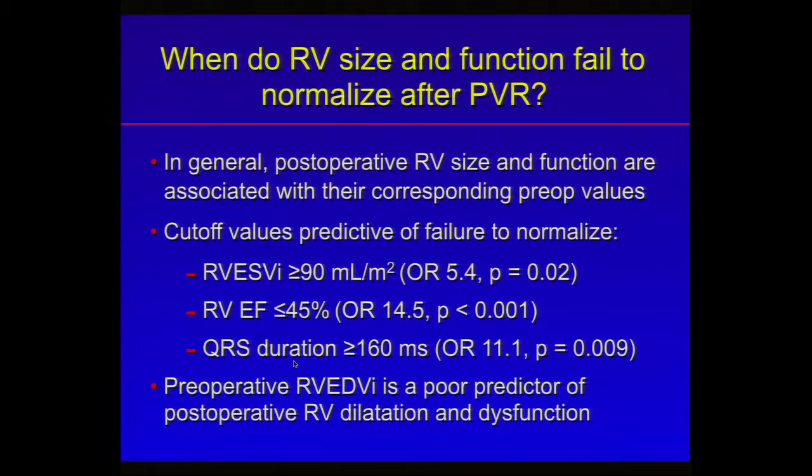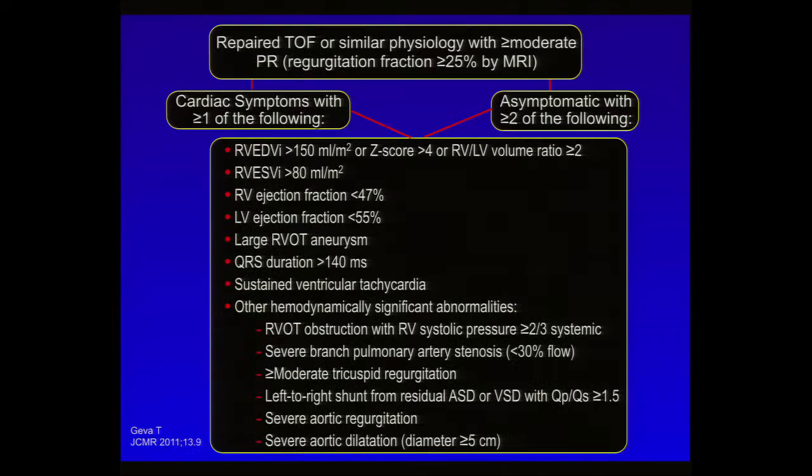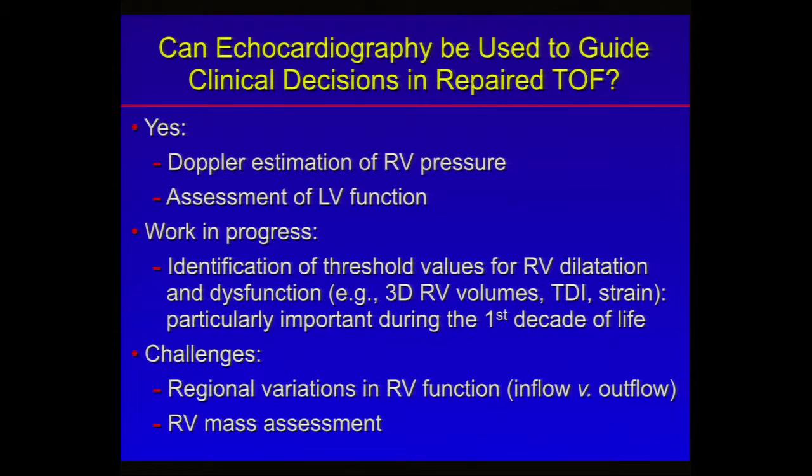So this is just a quick look at some of the guidelines. This is from just one set of guidelines that represent the opinion of a single individual as to how to use criteria to send patients for pulmonary valve replacement. And if you notice here, a good chunk of the criteria depend on cardiac MRI findings in patients with repaired tetralogy of Fallot. So all of these measurements are being put to use in terms of informing clinical decision making. One can ask, can echo be used to guide clinical decisions in this group of patients? And the answer to that is yes.